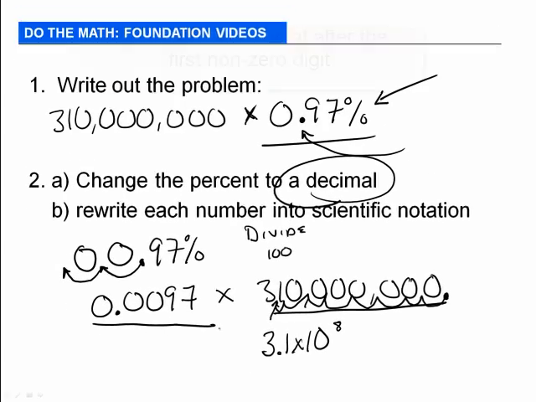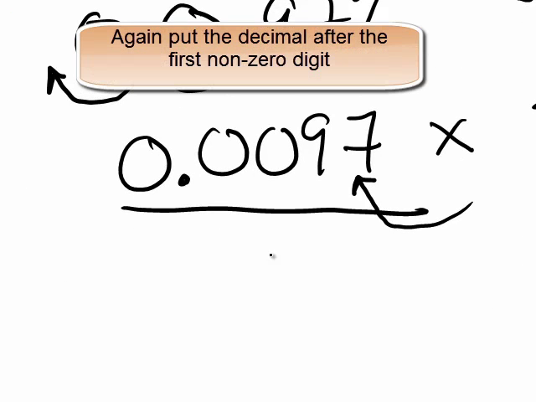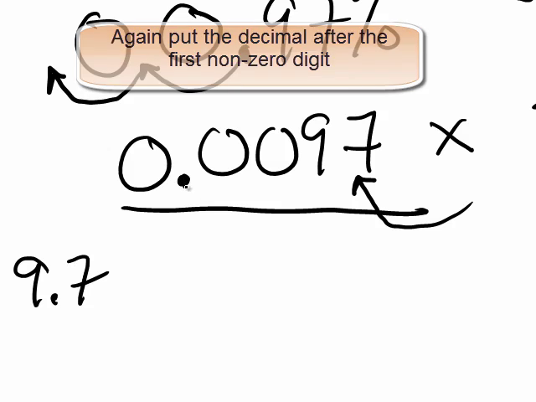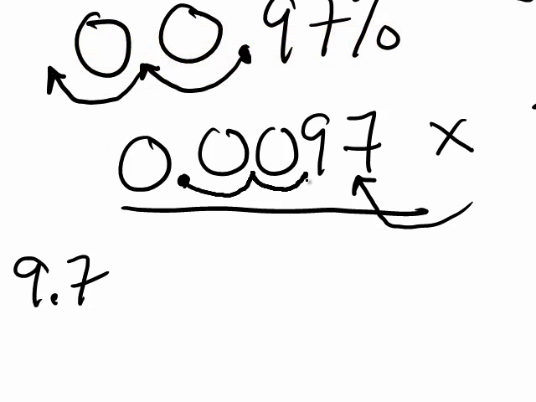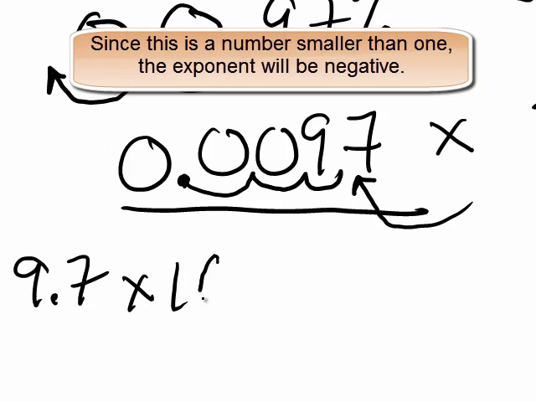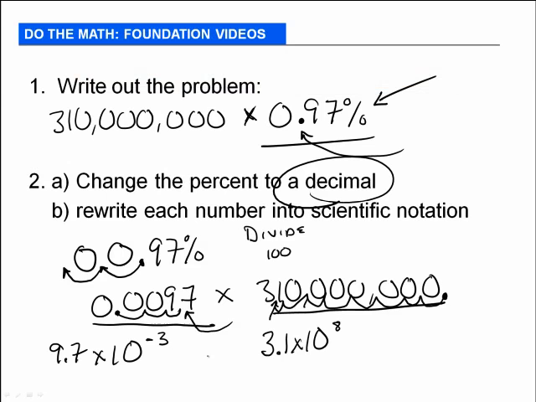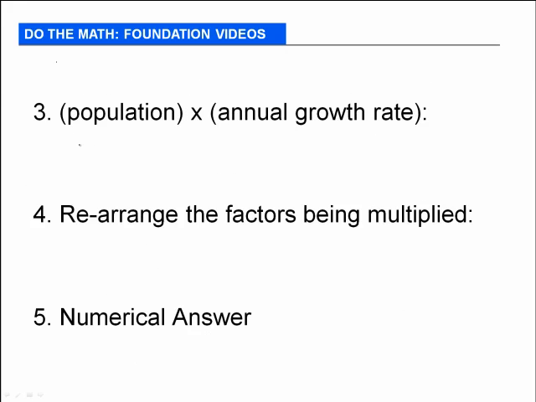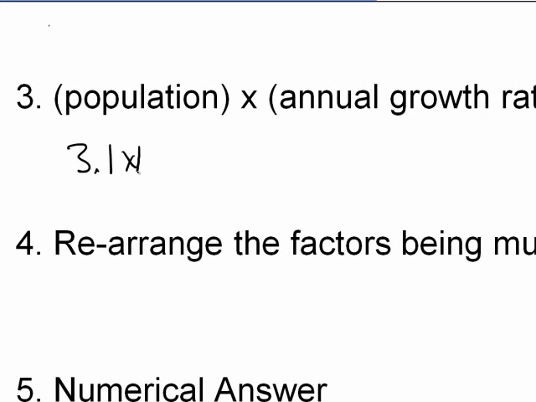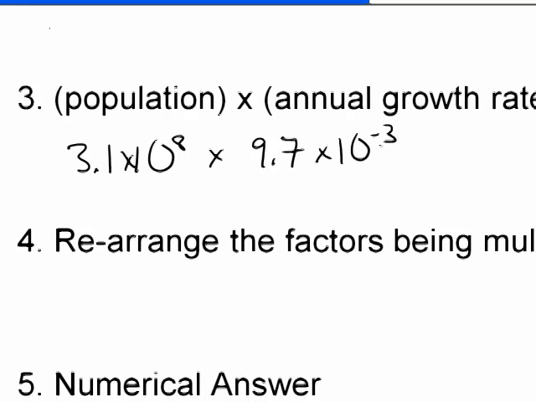Now, conversely, the first non-zero digit here is between the 9 and the 7. So this would be 9.7. Now, the decimal is clearly here, and I'm going to move it to the right 1, 2, 3 places. So you say times 10. Now, check it. It's going to be to the minus third because it's a number smaller than 1. So we're going to essentially multiply these two numbers. So let's rewrite those numbers. So I have 3.1 times 10 to the 8th times 9.7 times 10 to the minus third.